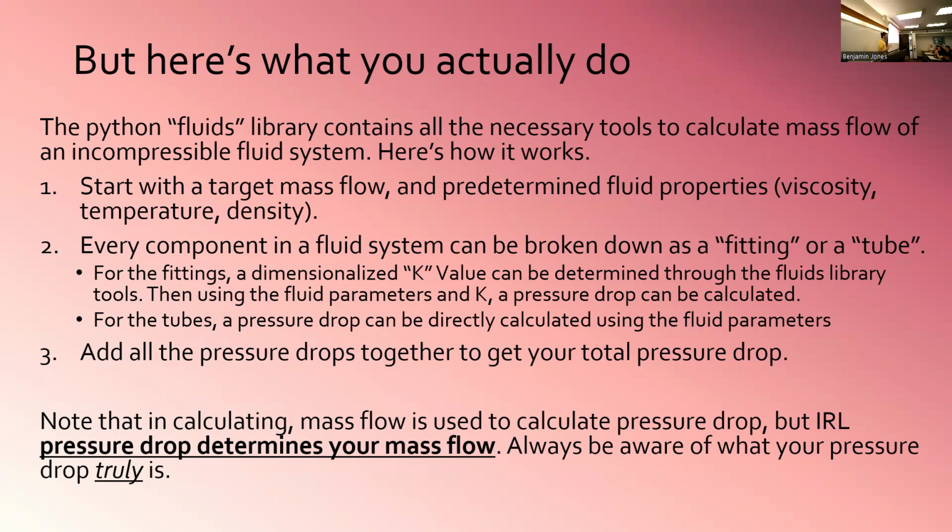Note that in this solution, you have mass flow to determine a pressure drop. In real life, it's the other way around. Your pressure drop determines your mass flow. So if you want to determine what your mass flow is for a given pressure drop, you have to iterate over many mass flows and just draw a graph to see where it intercepts, and you got your actual mass flow.